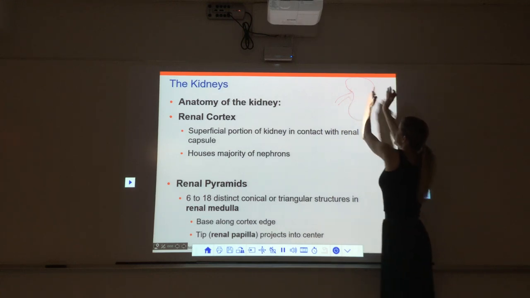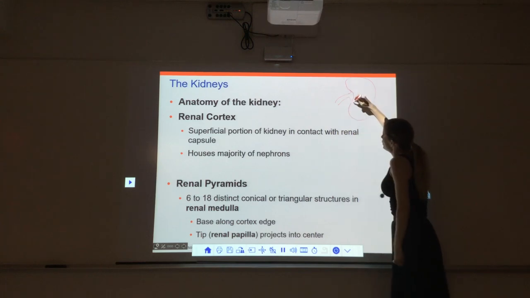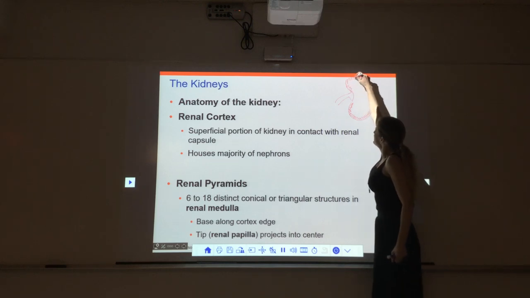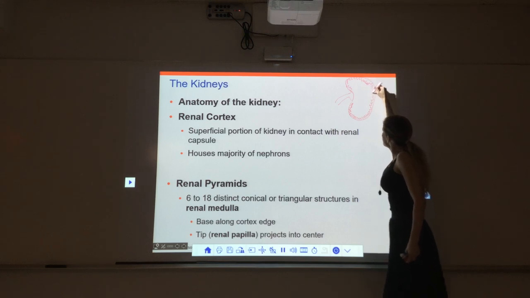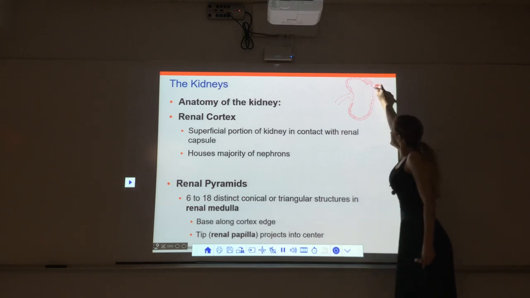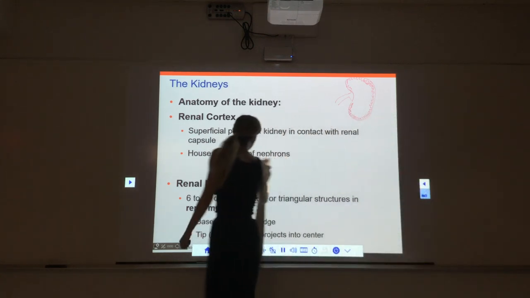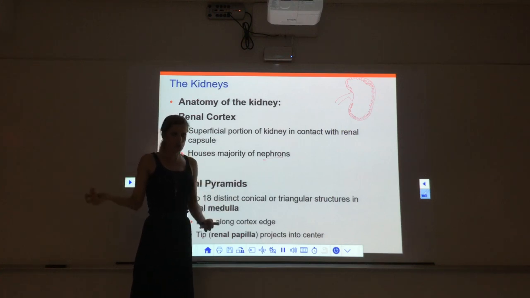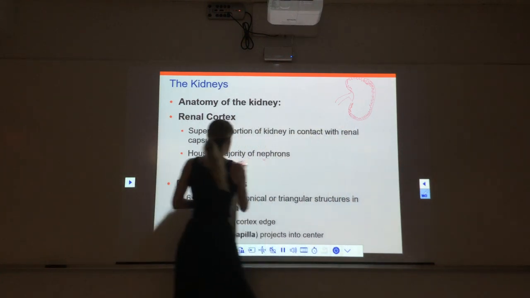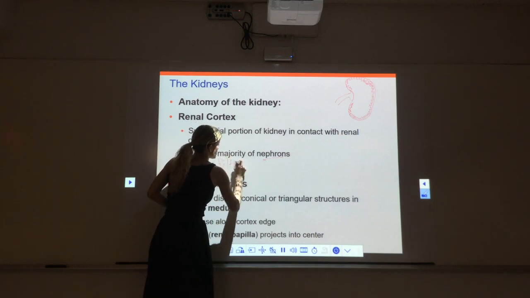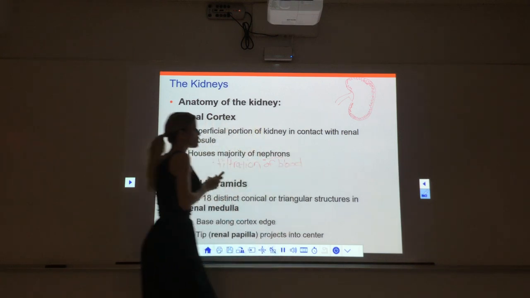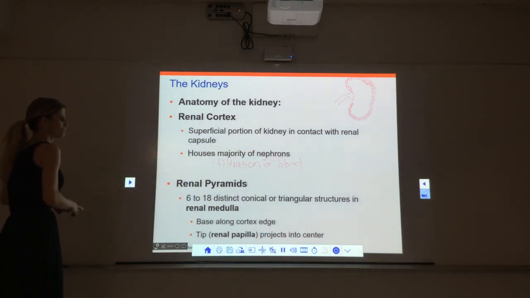When we look at the kidney, we can break it up into big regions. The most superficial, outer area of the kidney here is called what? The cortex, right? The renal cortex. This is the outer portion that's in contact with the capsule. This is where almost all of the nephrons are. And remember, the nephrons are the filtering units, right? They're the things that are actually doing the work. So that means that out in the cortex is where the filtration of blood occurs. Okay, so all the action is happening out there in the cortex.